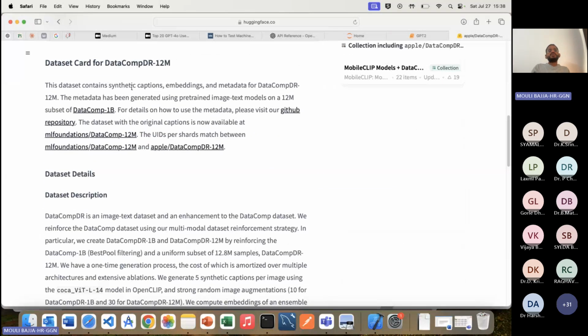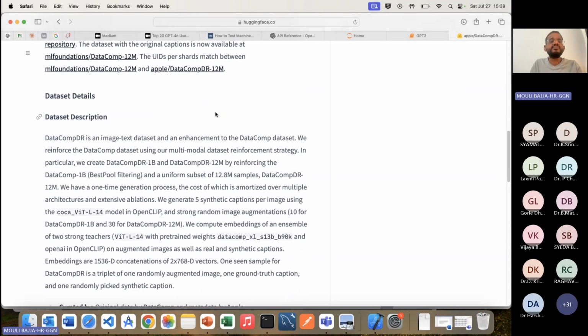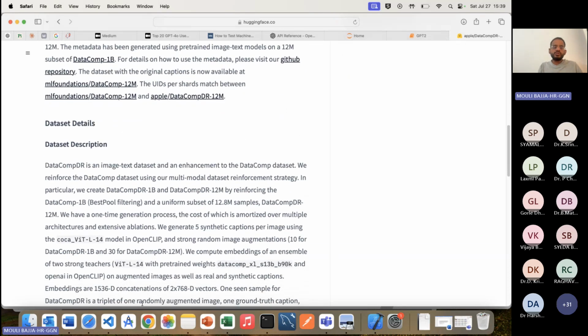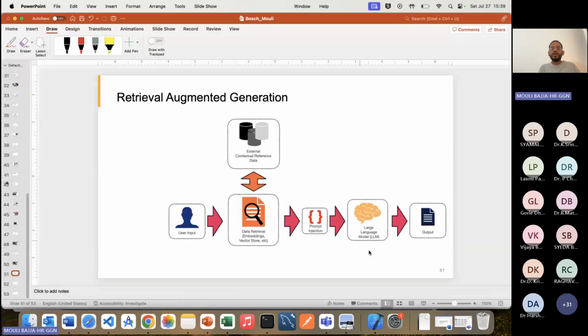Images. This data set contains synthetic captions, embeddings, and metadata for a 12 million subset of data using pre-trained image models. Okay, this is all synthetic data generated by somebody. And so on and so forth. That's what you can do.